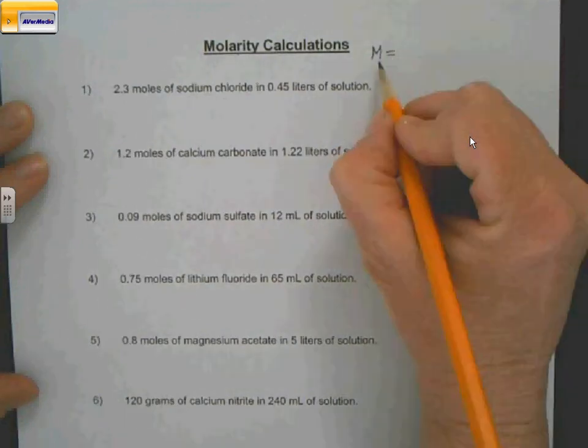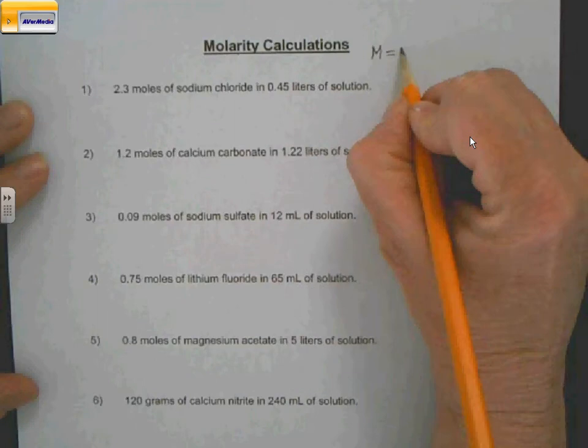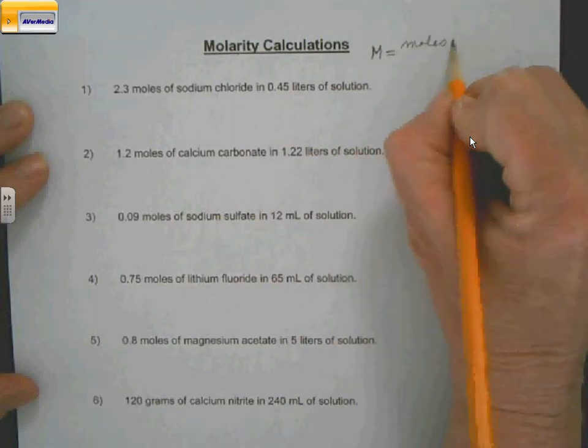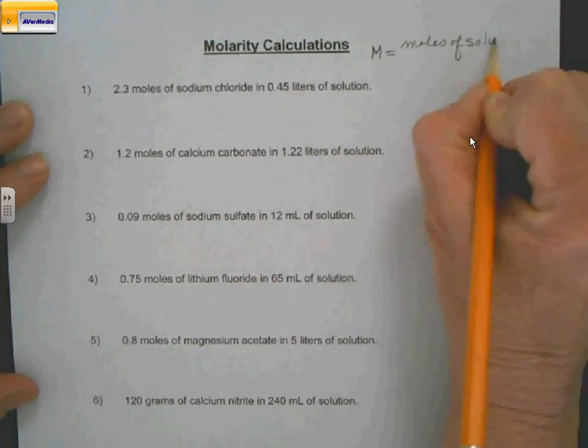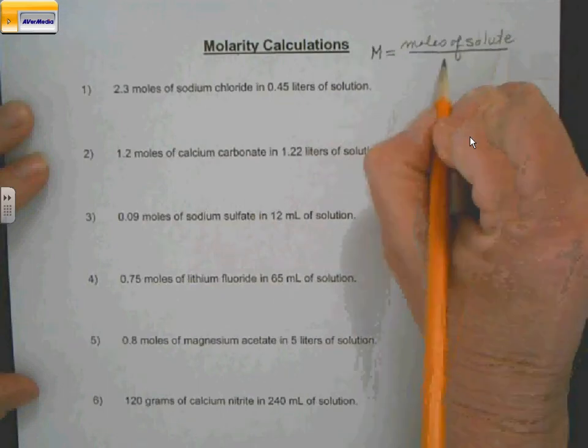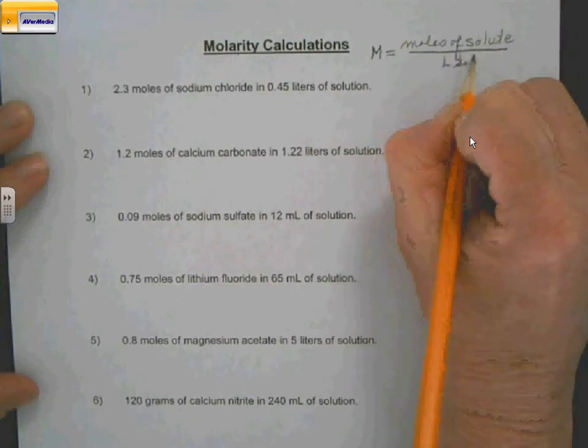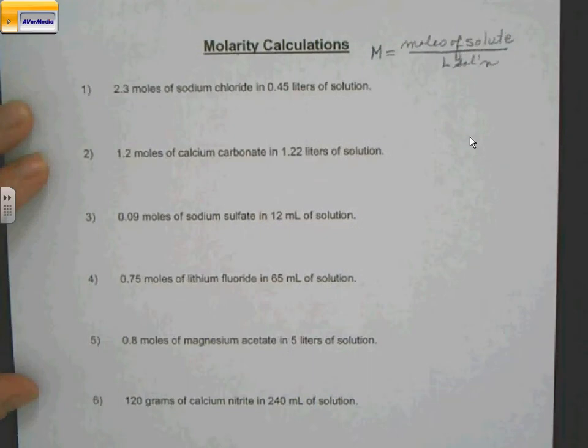Molarity, which is represented by a large M, is the moles of solute over a liter of solution. I usually write it like that. Some people just put an L. You can just put an L if you want to. Okay, let's look at the first problem.